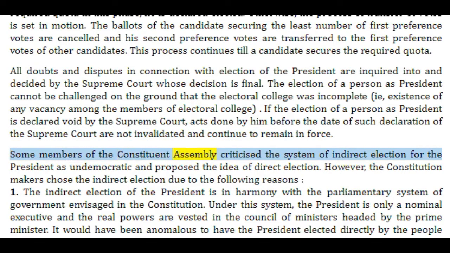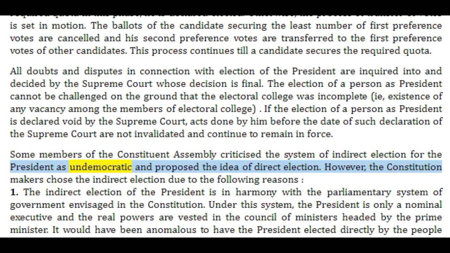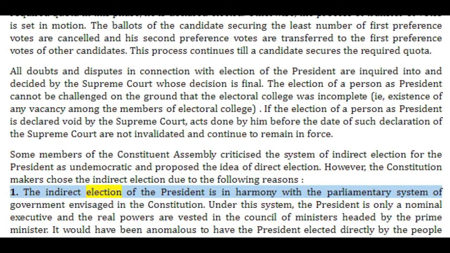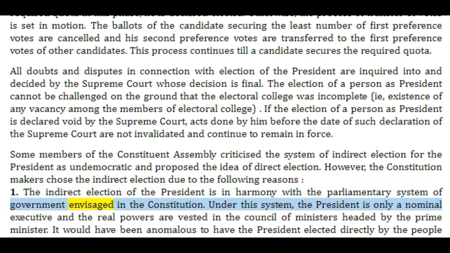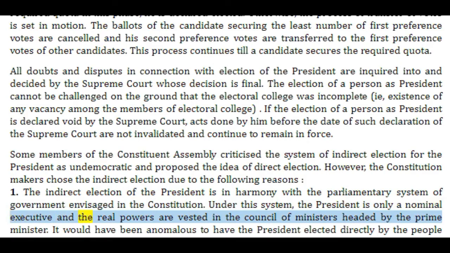Some members of the Constituent Assembly criticized the system of indirect election for the President as undemocratic and proposed the idea of direct election. However, the constitution makers chose the indirect election due to the following reasons. 1. The indirect election of the President is in harmony with the parliamentary system of government envisaged in the Constitution. Under this system, the President is only a nominal executive and the real powers are vested in the Council of Ministers headed by the Prime Minister.